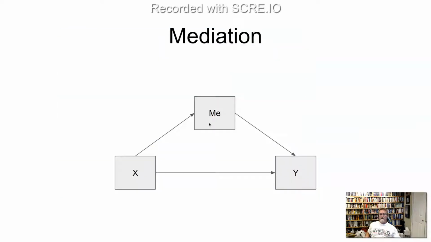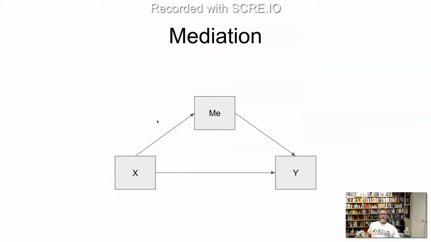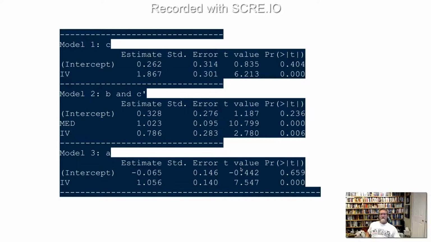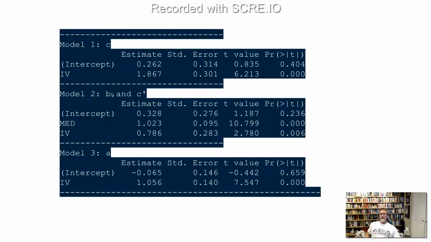So let's take a look. We've got a model where I've got a predictor, that is our x variable, and a mediator. In my first model, this is just our C parameter. My second model is my B and C prime parameter. So this is A, this is B, and this is C prime. C would be just X to Y. The C says that there's a significant relationship between X and Y. The B and C prime, both of them are significant at the .05 level.